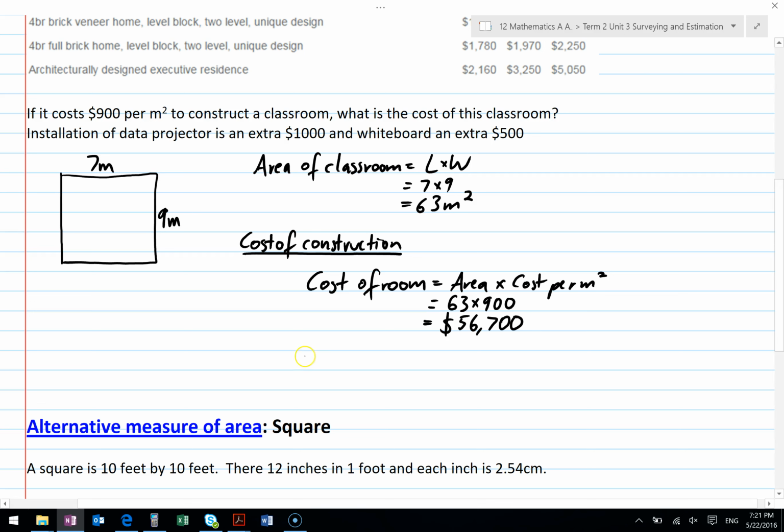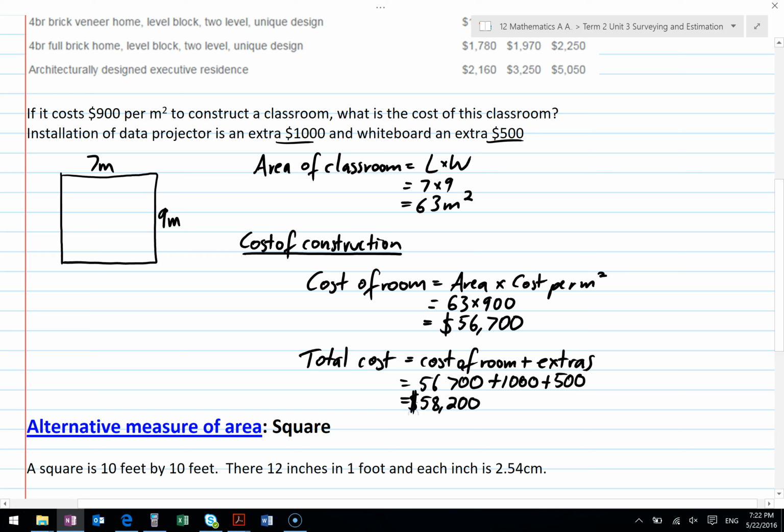Now I need to look at the total cost, which will be the cost of the room plus any extras. So I'll take my 56,700 and I'll add on my data projector and I'll add on my whiteboard. Add these on, I get 58,200.